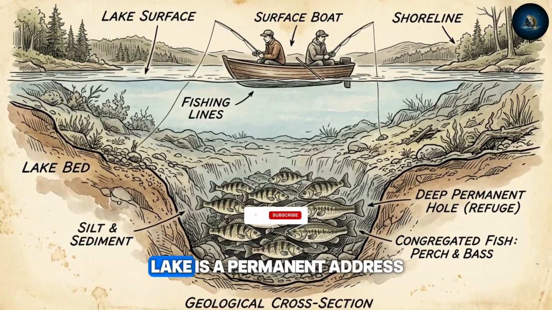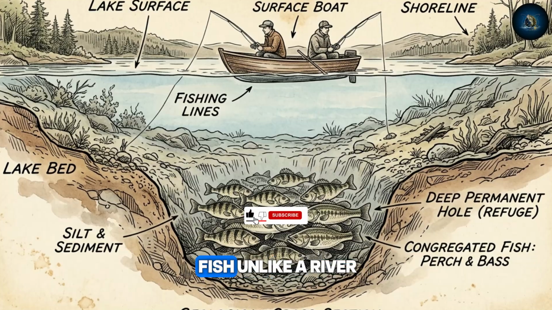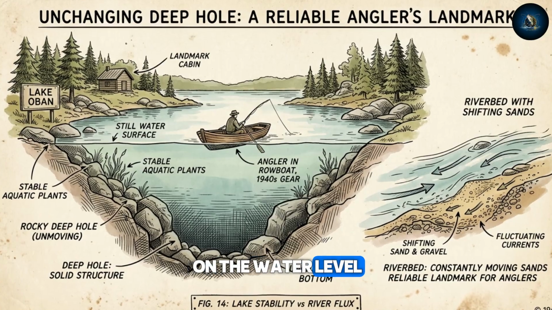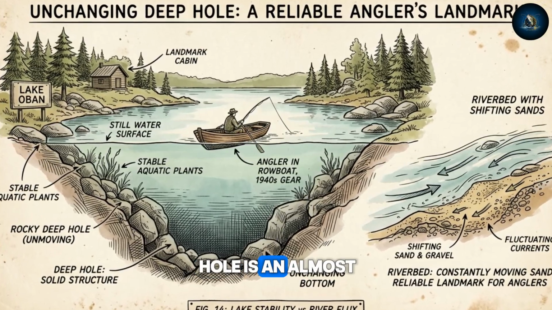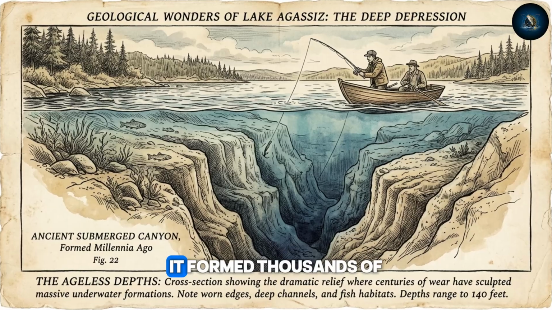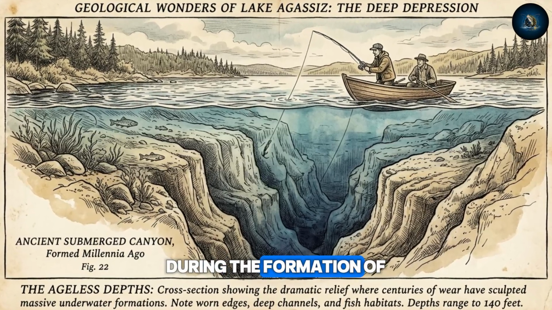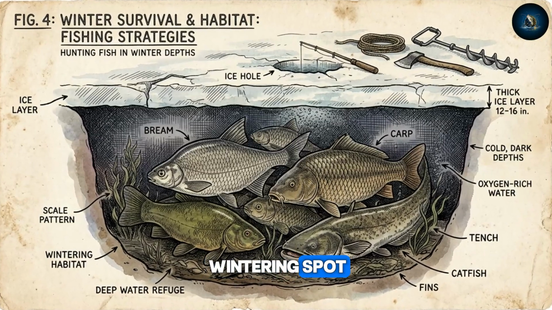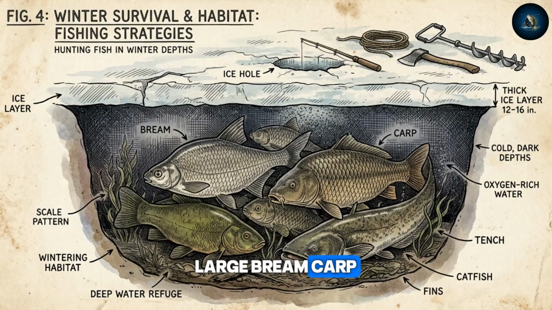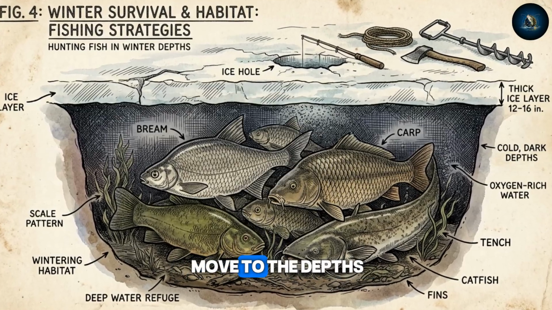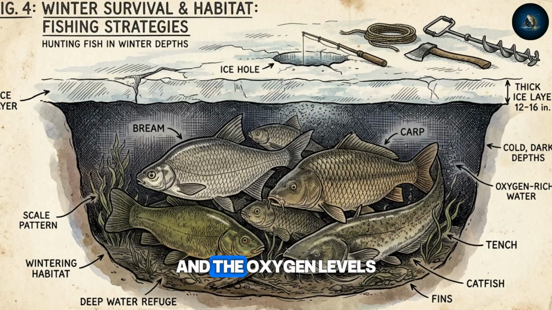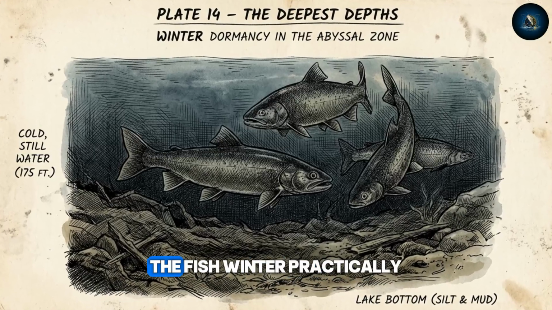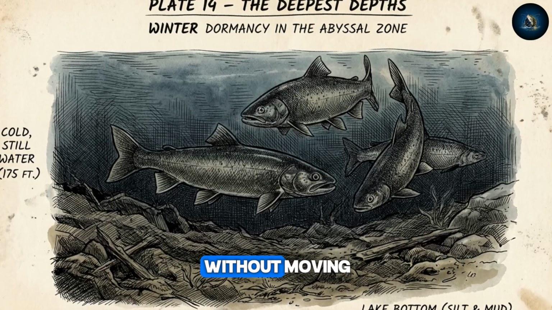A hole in a lake is a permanent address for many species of fish. Unlike a river, where there are many holes and they change depending on the water level, in a lake, a hole is an almost unchanging structure. It formed thousands of years ago during the formation of the body of water and stays in its place. In winter, a hole is a wintering spot. Large bream, carp, tench, and catfish all move to the depths when the temperature drops and the oxygen levels in the surface layers deteriorate. At the deepest point of the lake, the fish winter, practically without moving.